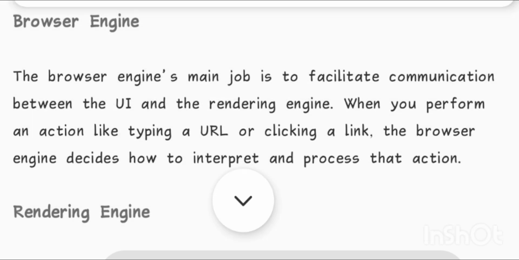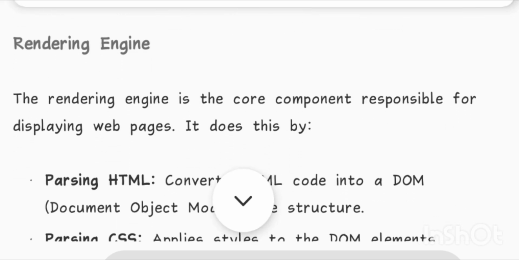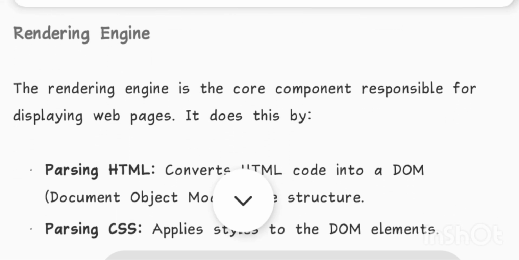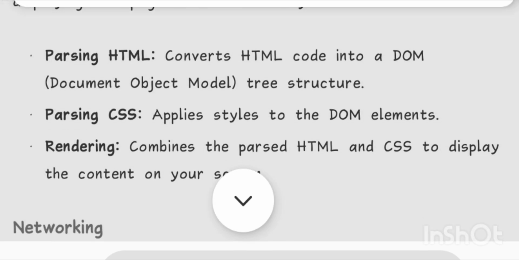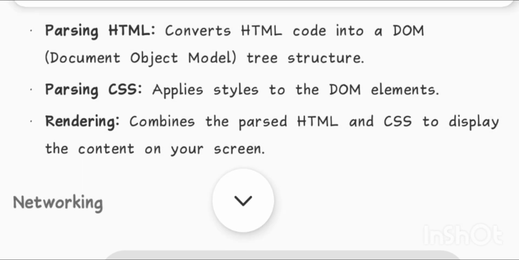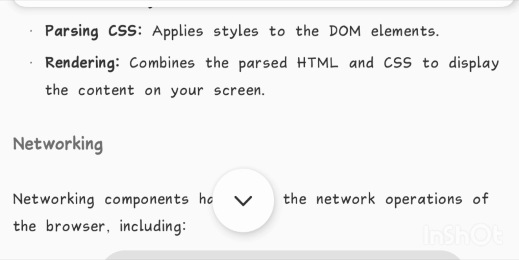The browser engine's main job is to facilitate communication between the UI and the rendering engine. When you perform an action like typing a URL or clicking a link, the browser engine decides how to interpret and process that action. Rendering engine. The rendering engine is the core component responsible for displaying web pages. It does this by parsing HTML, which converts HTML code into a DOM, document object model tree structure. Parsing CSS applies styles to the DOM elements. Rendering combines the parsed HTML and CSS to display the content on your screen.